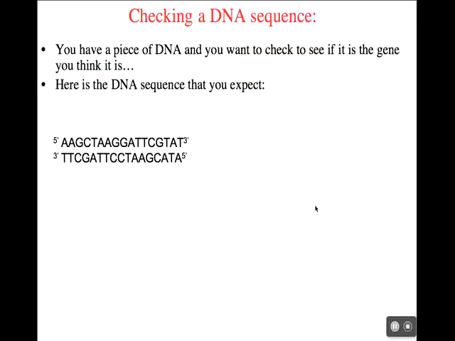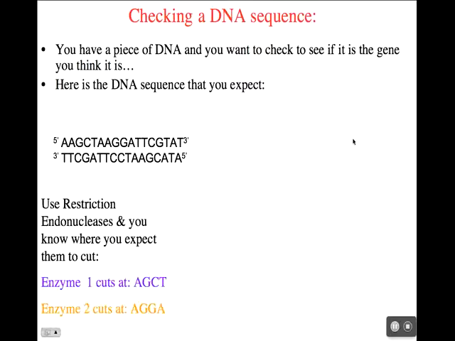So let's say you have this little piece of DNA. You think that it's a certain gene, gene 3, let's say. Here's the sequence for gene 3. It has already been sequenced and published. What you can do is cut with some restriction endonucleases. You buy these from a catalog, and you know that enzyme 1 cuts at AGCT, which is here, and enzyme 2 cuts at AGGA, which is here.